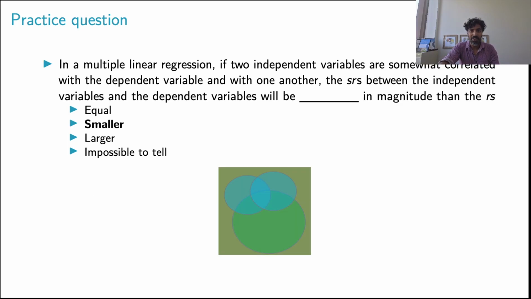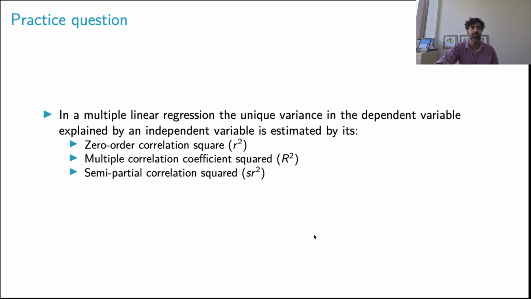Hopefully you said smaller, and this Venn diagram will help. Here we have our independent variables and our dependent variable in green, and we can see our correlations, and the semi-partial correlations are much smaller, which are these sections here. So the semi-partial correlations between the independent variable and the dependent variable will be smaller in magnitude than the correlations between those independent variables and the dependent variable.